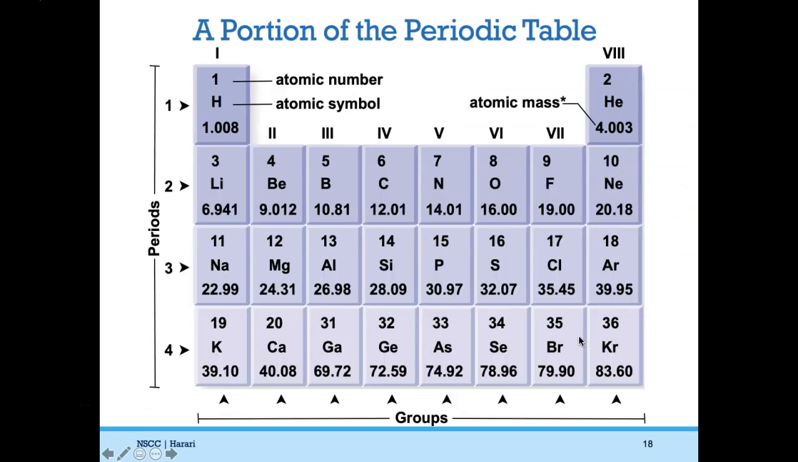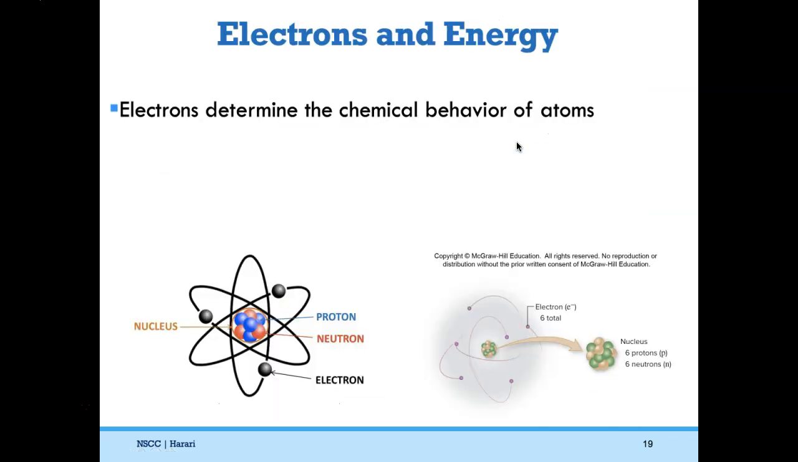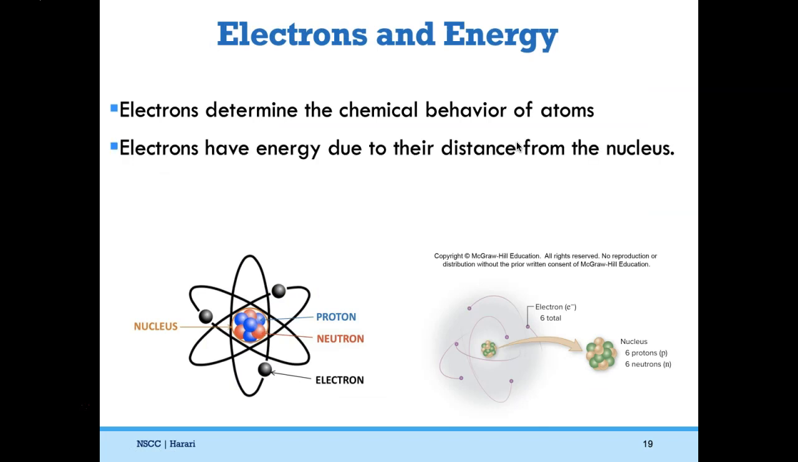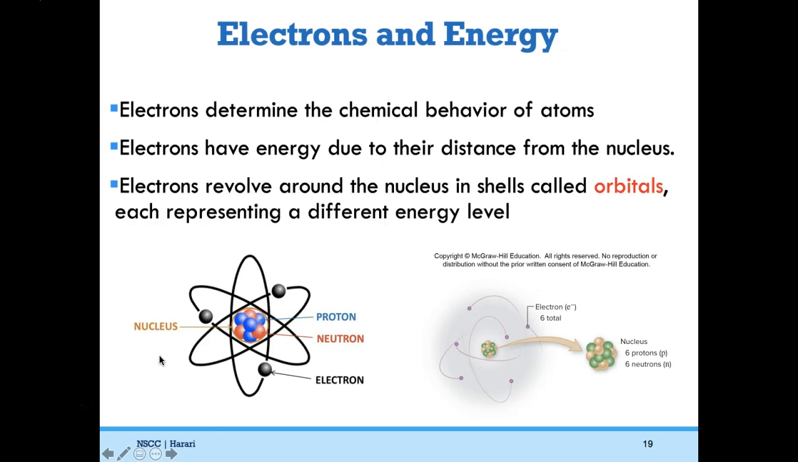They're electrically neutral. So here's a portion of the periodic table. You can see the atomic number, the atomic symbol, and the atomic mass shown over here. The periods are the rows, the groups are the columns. Electrons are what determine the chemical behavior of atoms, and electrons have energy due to their distance from the nucleus. We said electrons revolve around the nucleus in shells called orbitals, and each orbital represents a different energy level.